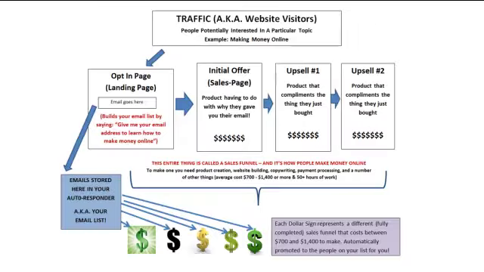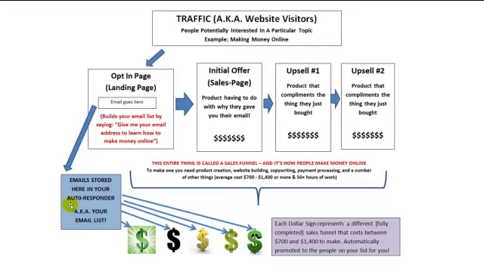So if you remember this diagram from the last video, traffic comes to an opt-in page. And when somebody types in their email address here, their email address gets stored into this autoresponder down here. This autoresponder, this little thing where my mouse is, is the most important asset you will have in making money online.